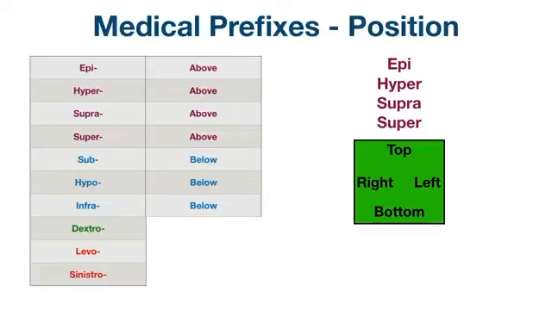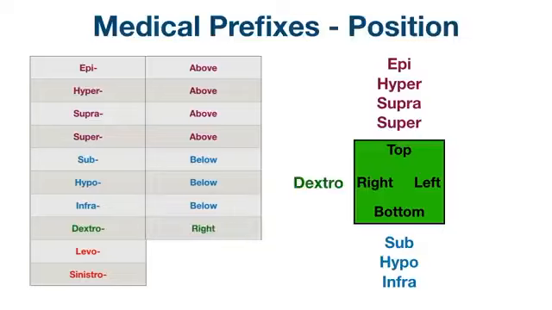The next three prefixes, which are sub, hypo, and infra, all mean below, beneath, or under. They're essentially the opposite of epi, hyper, and supra. Remember, we also used hypo when talking about amounts. Below can refer to a position, or it can refer to amounts like below normal or deficient. So if we go back to the green box again, we can label sub, hypo, and infra below the image.